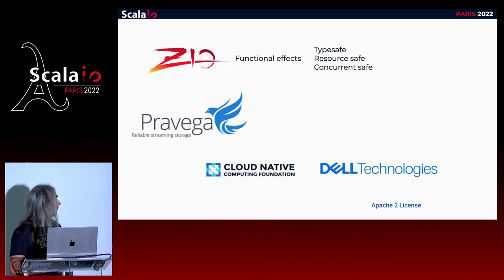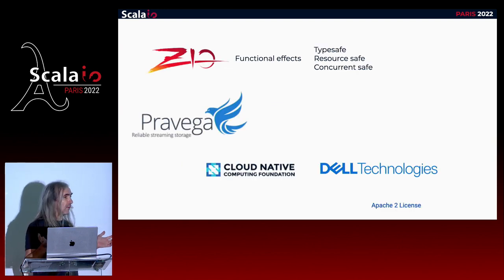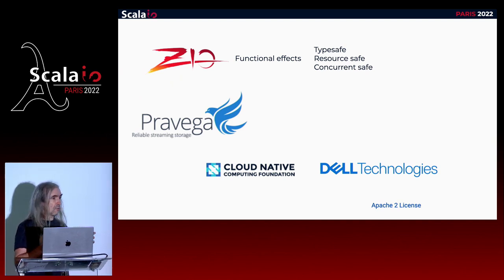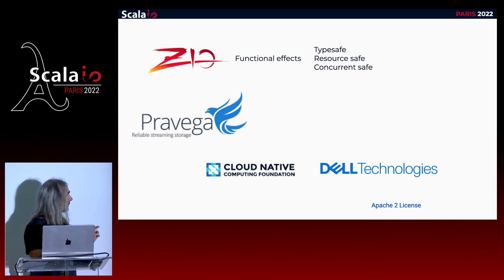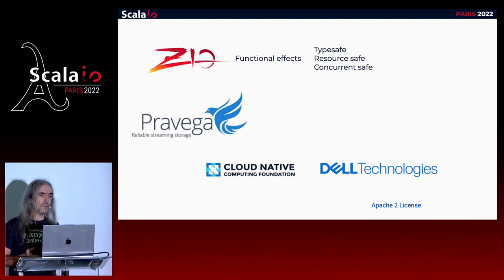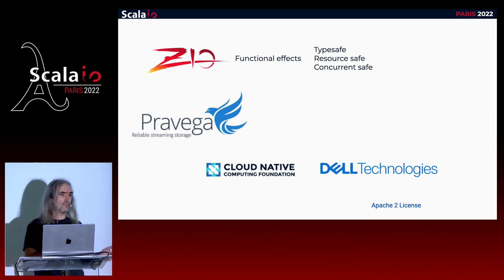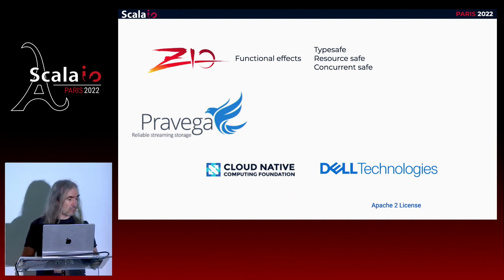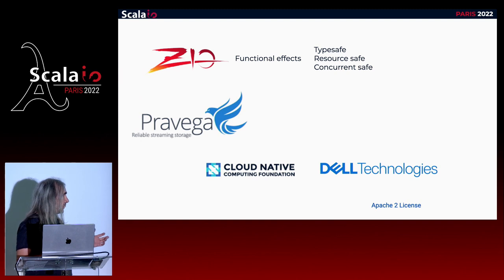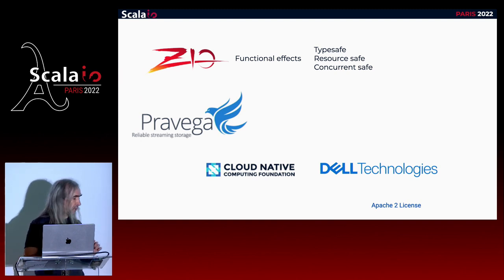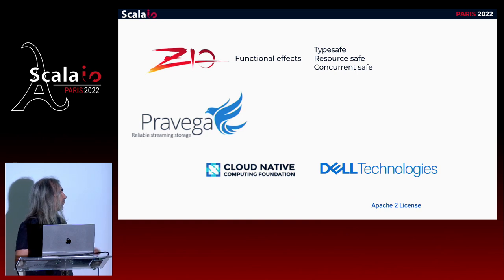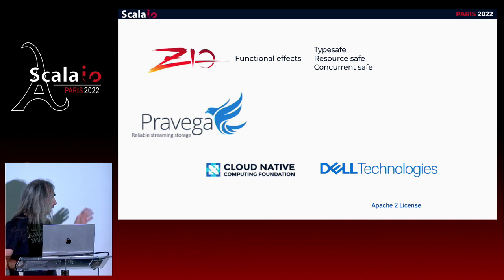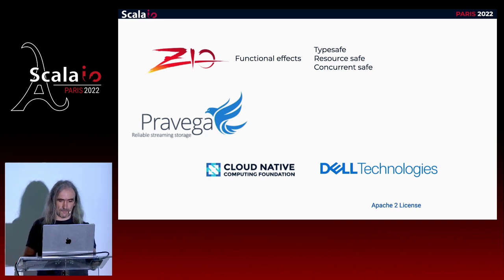So ZIO, it's a functional effect. I guess many of you know the topics, like Cats or Monix. It ensures type safety, resource safety in terms of releasing resources you acquired, like connections to the database. It's concurrent safe. Pravega is a reliable streaming storage, kind of Kafka, hosted on the Cloud Native Foundation, backed by Dell Technologies, and all of this is under Apache 2.